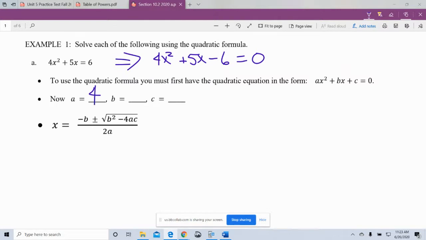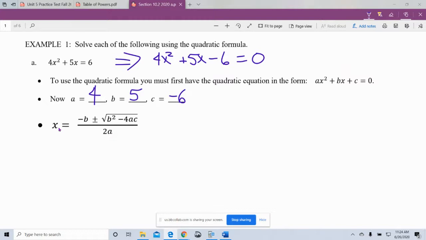So my a is 4, that's the coefficient of the x squared term. My b is 5, that's the coefficient of the x term. And my c is the constant term, which is a negative 6. Really be careful with your signs because they make a huge difference, as they do in every area of mathematics. They make a huge difference with these quadratics as well.